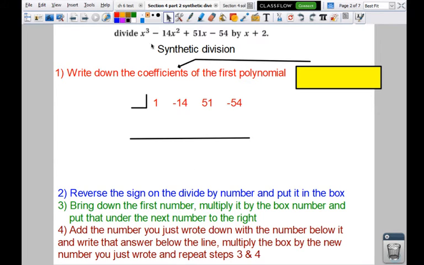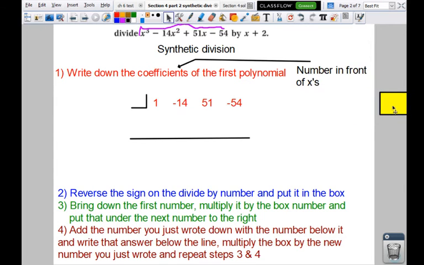So I'm going to take x3 minus 14x squared plus 51x minus 54, and I'm going to divide it by x plus 2. The first thing we need to do is set up our problem, and it looks a lot different. I've already got it set up. You take the coefficients of your first polynomial, so the piece that normally goes in the box. For synthetic division, we take the coefficients, which are the numbers in front of your x's, and we write them down in order on one line.